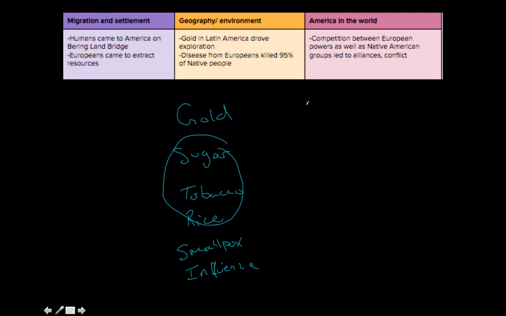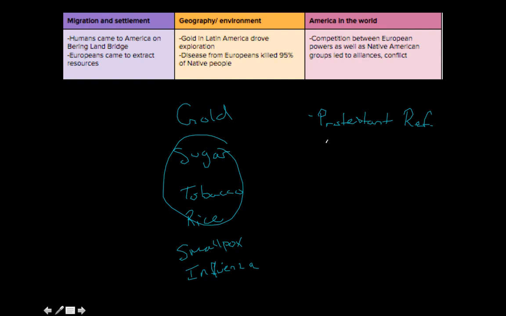This one, since we don't have American colonies yet, we're really looking at European powers and their conflict with each other and their conflicts with Native Americans. Because we've seen the Protestant Reformation occur in Europe, we've got this big rivalry between Protestants and Catholics, and it's driving exploration as both groups seek to evangelize or spread their religion throughout the world.